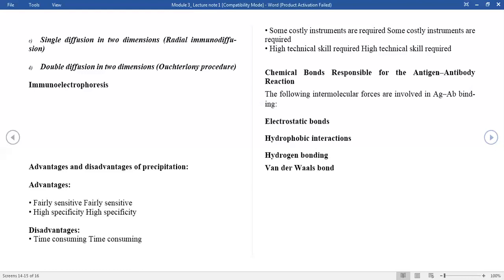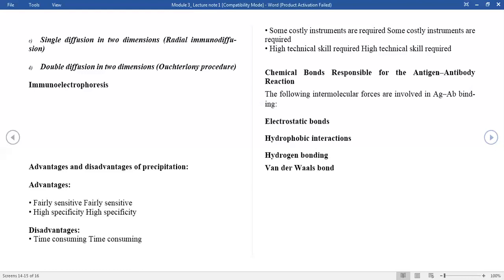If on observation the two precipitating bands formed totally combine, then the pattern is known as a reaction of identity. So this indicates that the antigens in the adjacent wells are identical. If the precipitating bands form separately and cross each other, then we can say the pattern is a reaction of non-identity. So this indicates that unrelated, non-identical antigens are present.